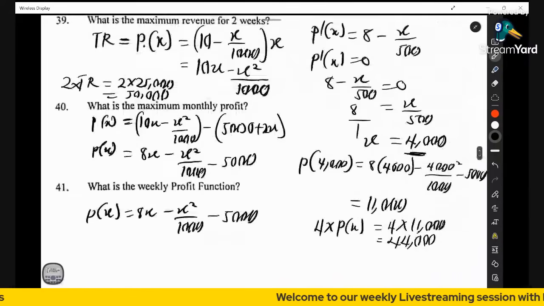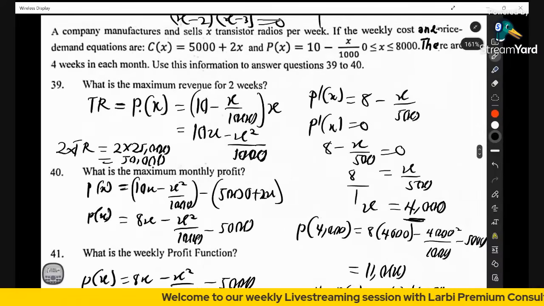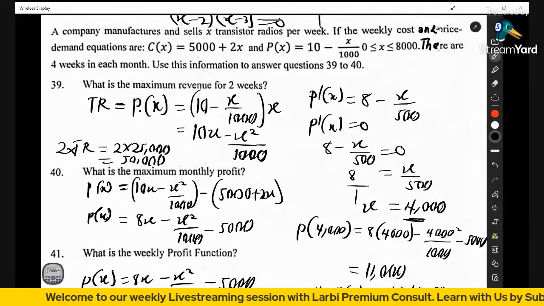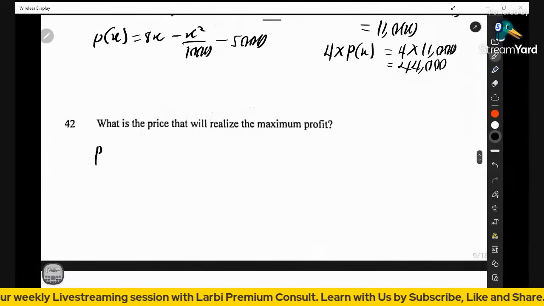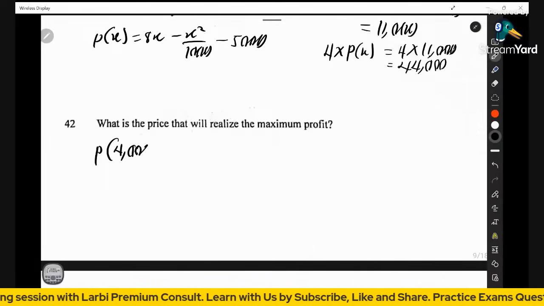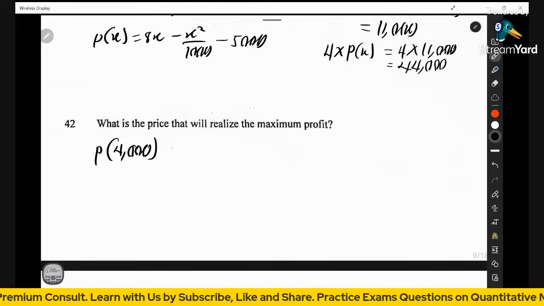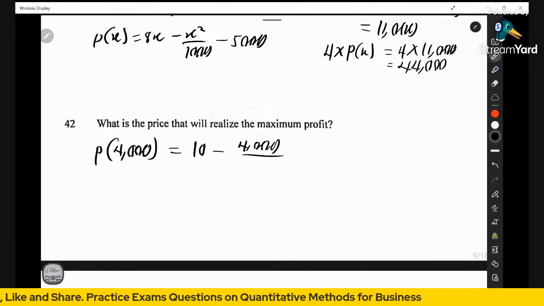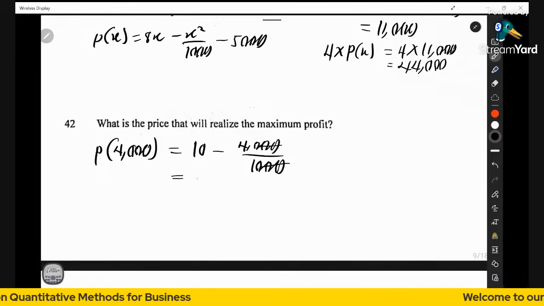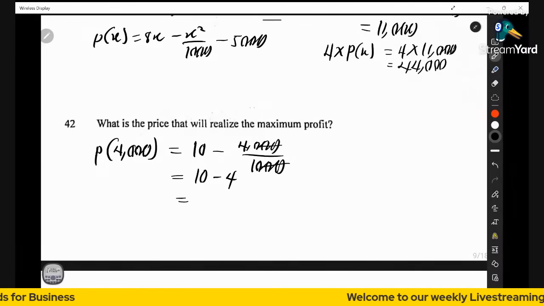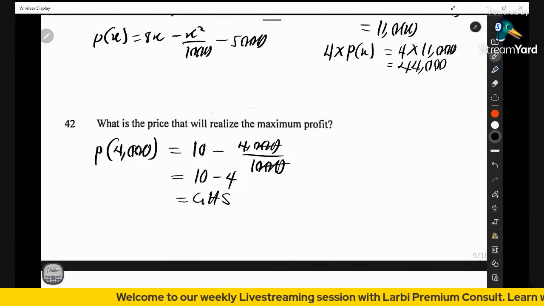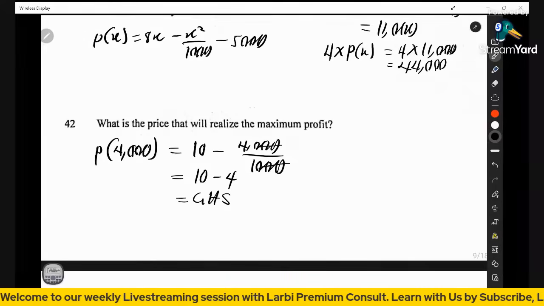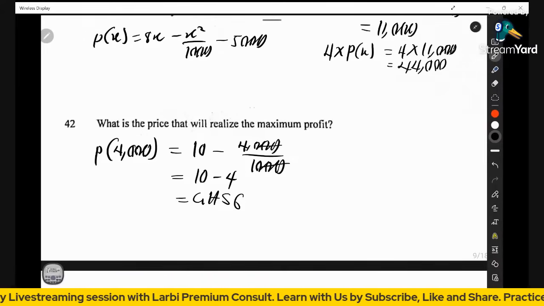So therefore, we say that the price function, which we know was 10 minus x over 1,000, at the profit level of output of 4,000, you should be able to get 10 minus 4,000 divided by 1,000. Okay, so 3 zeros cancel 3 zeros. So we are left with 10 minus 4, and we are getting 6. So the selling price per unit at the profit level is 6 Ghana shillings, right? So let's take note of that.